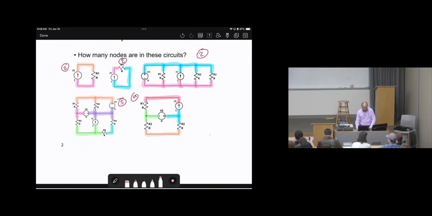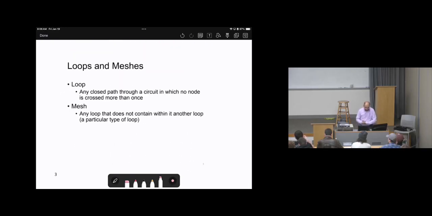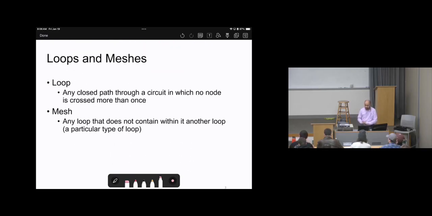Okay, perfect. Let's go to another definition. So we have loops and meshes. What do you mean by loops? What do you mean by meshes? Loops are related to any closed path through a circuit, such that we will not cross more than once. So just make sure to complete, don't go spiral, just complete the circuit. Complete the circuit closed path.